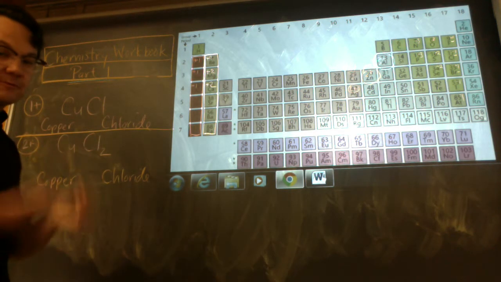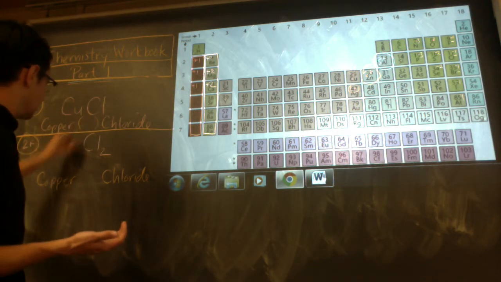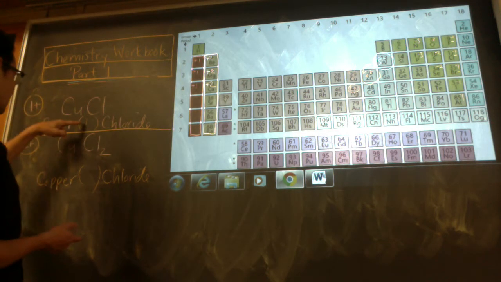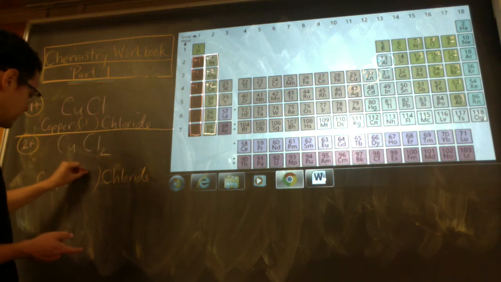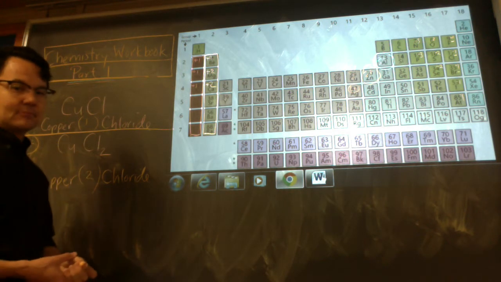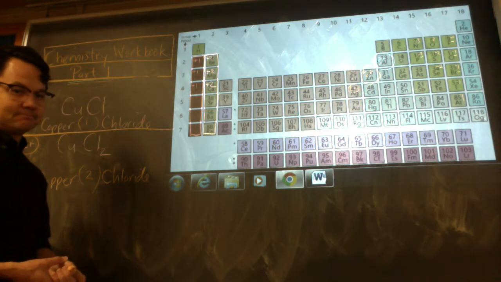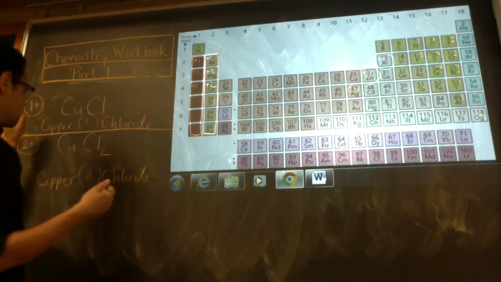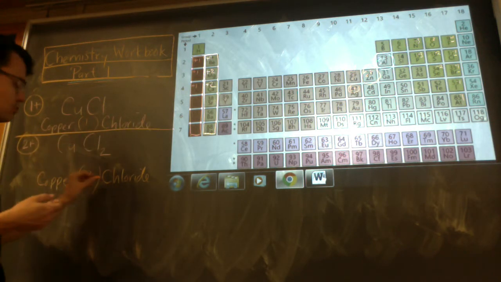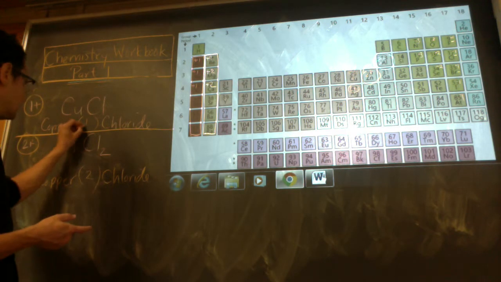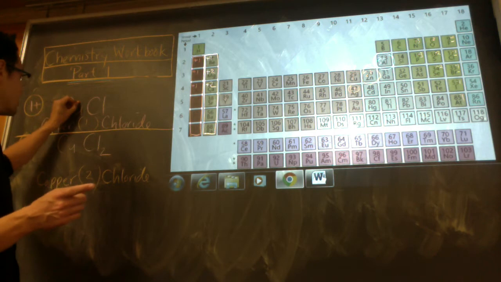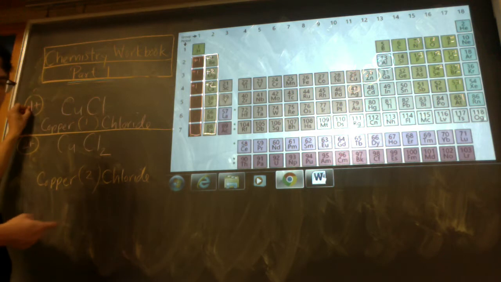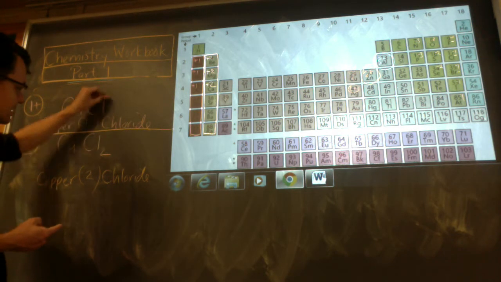The way we figure it out for our name is we put a number here. If it's 1, then we put a 1. If it's 2 plus, we put a 2. Kind of. But soak that in for a second. We have a name, we say copper 1 chloride or copper 2 chloride. And that number in the middle tells us what the charge of the first thing is. Is it copper 1 plus or is it copper 2 plus? Because that's going to tell us how many chlorines we need.